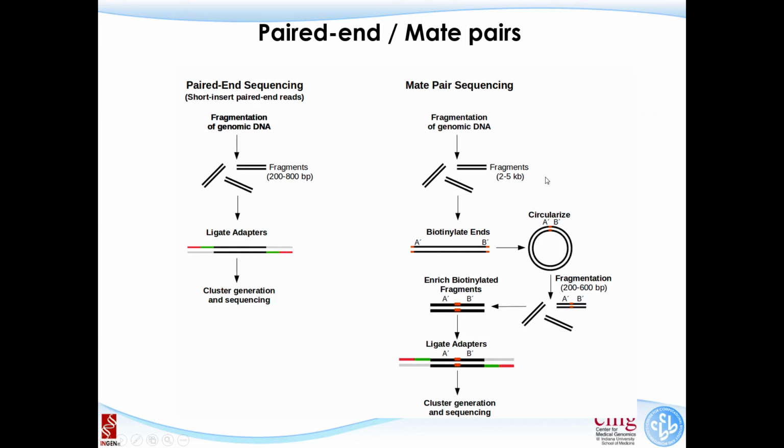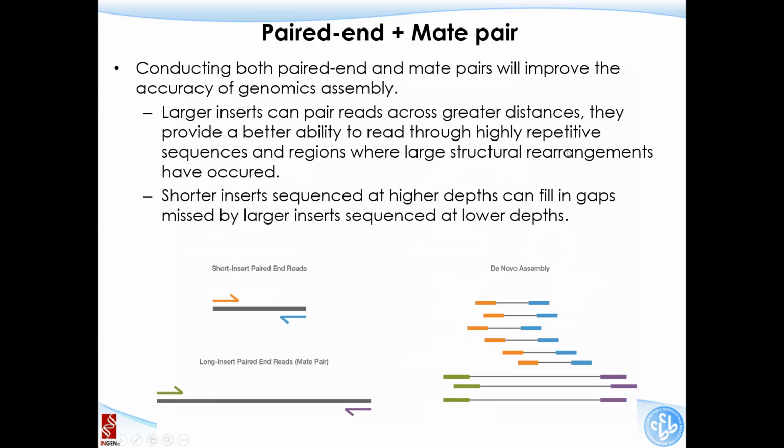Then you put that on the adapters the same way. This is called mate pairs. Why go through the trouble? If you put paired end plus mate pair together, it will dramatically help you identify structural variations, and you can do de novo assembly much better.